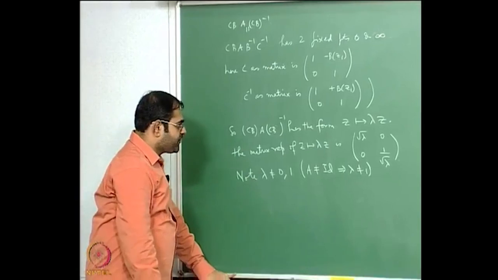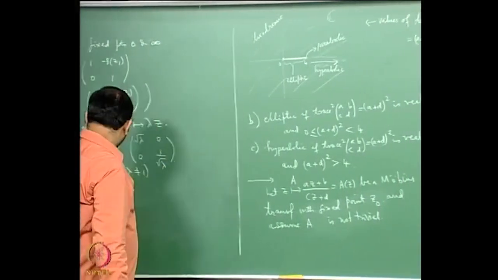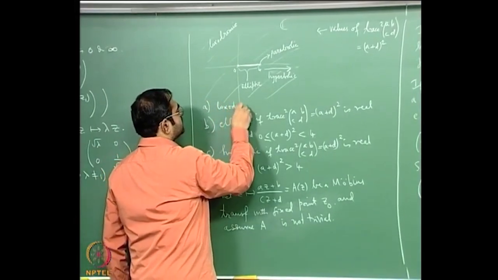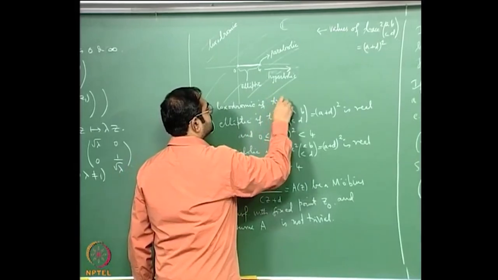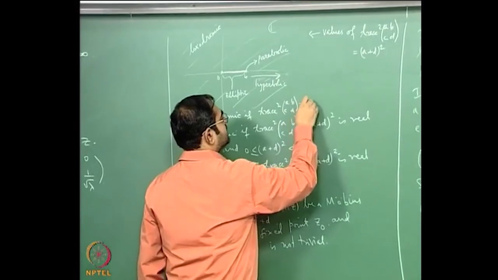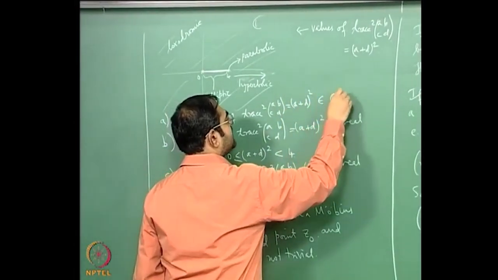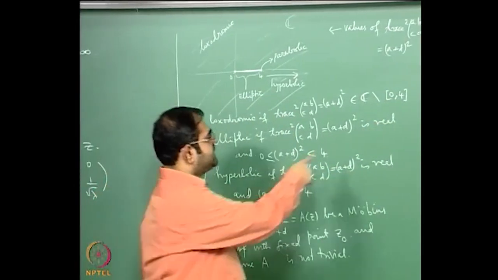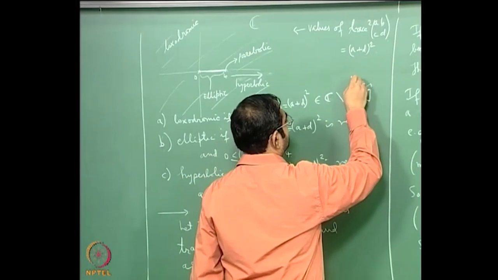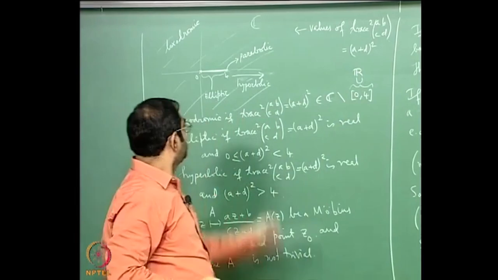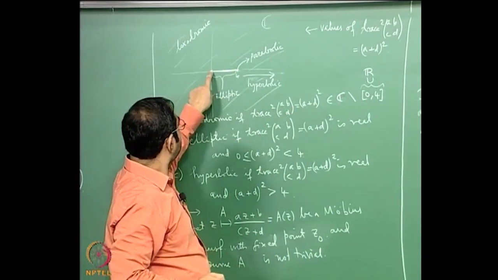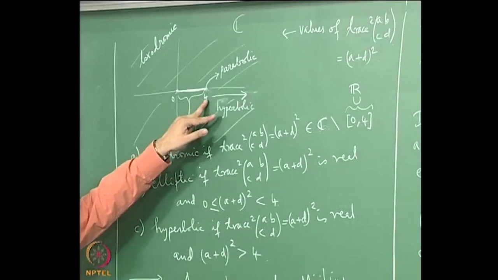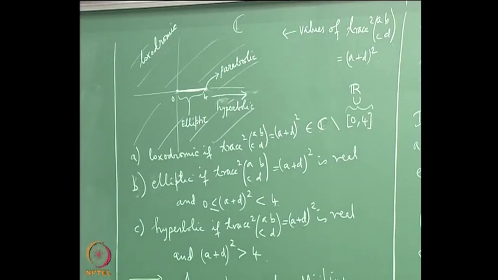Now, when I gave this definition of the loxodromic condition, let me rewrite it here. Loxodromic: if trace squared of a b c d, which is a plus d the whole squared, is a complex number, not a real number in this interval. I am considering this interval as a subset of real numbers. If the trace squared does not take a value on this segment, then that is my definition of loxodromic. Of course, trace squared is not 4, because there are 2 fixed points and it is not parabolic.